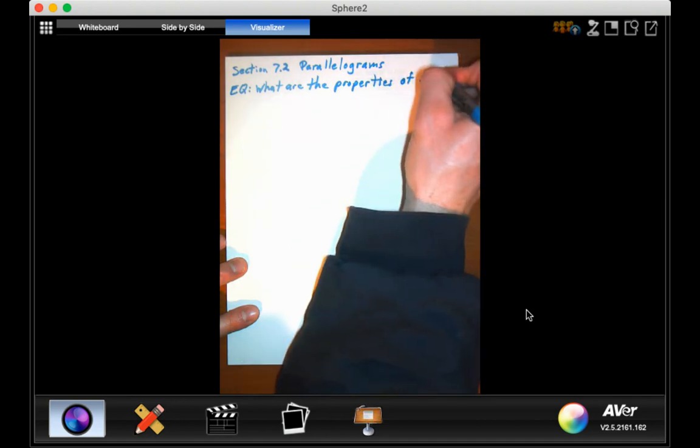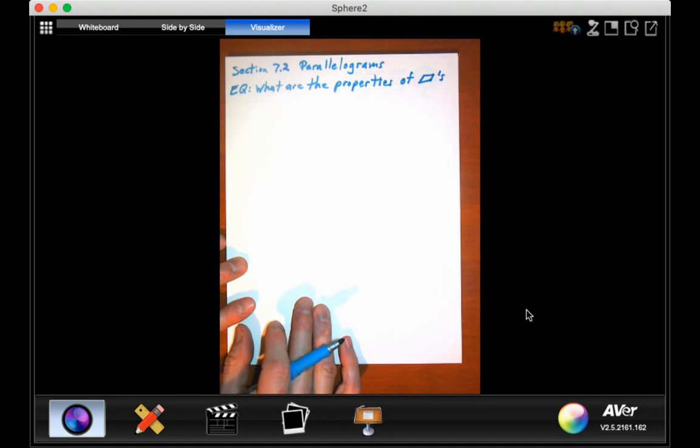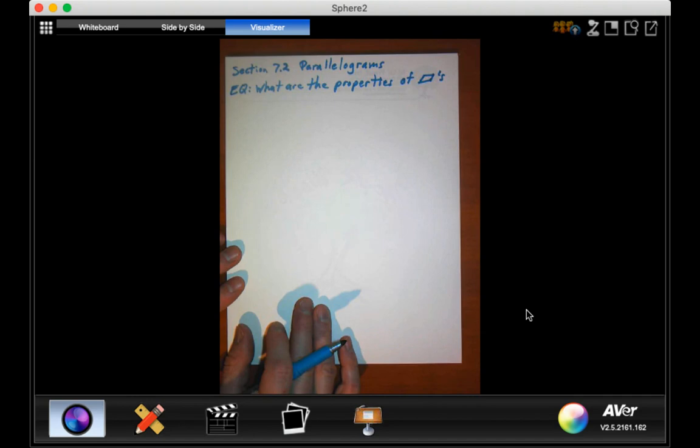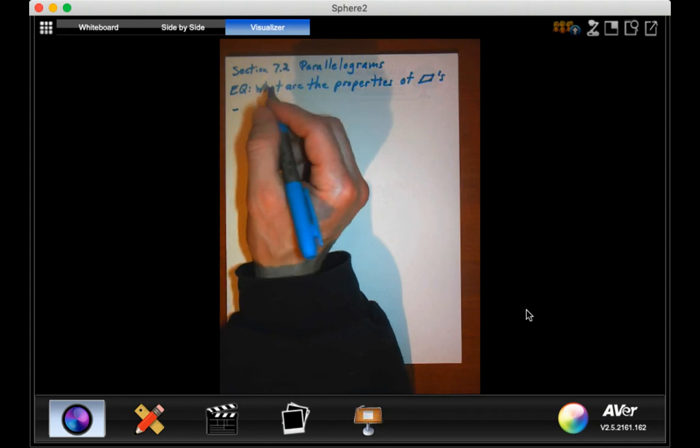If you would like, you can make that little symbol instead of drawing out a whole big parallelogram. Makes it a little bit easier and a little bit quicker. So as you're taking notes, feel free to pause this video as needed to catch up. I'm going to go right into the properties of parallelograms. There are 5 of them that you need to know.